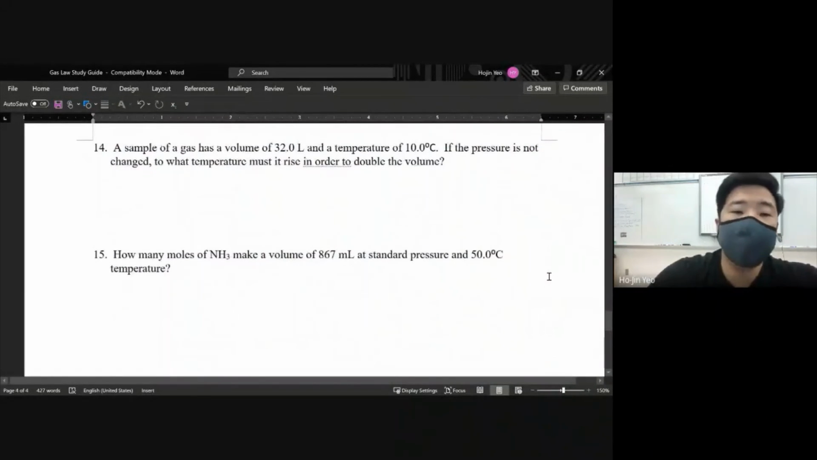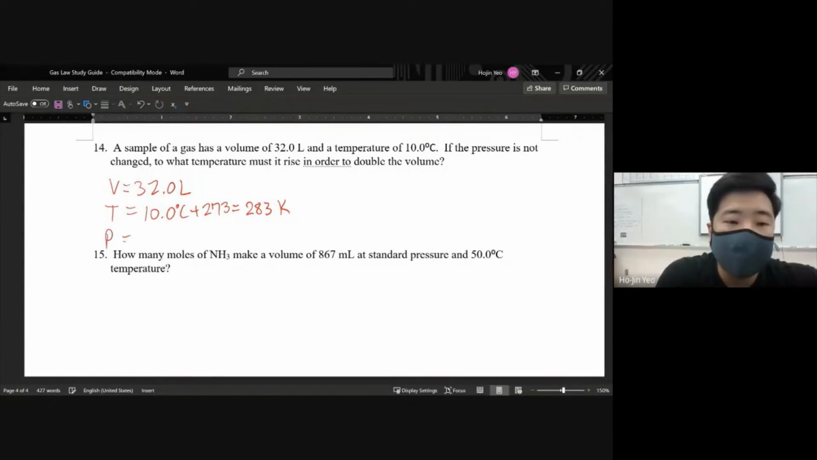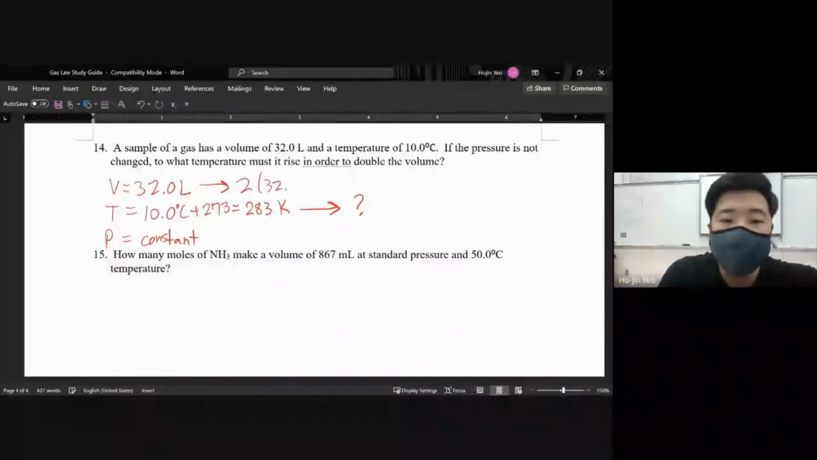All right, two more to go. So a sample of gas has a volume of 32.0 liters. The temperature is going to be 10 Celsius, but remember, we have to change that into Kelvin, which is 283 Kelvin. If the pressure is not changed, so pressure is staying constant, to what temperature must it rise to? So we're looking for the temperature in order to double our volume.